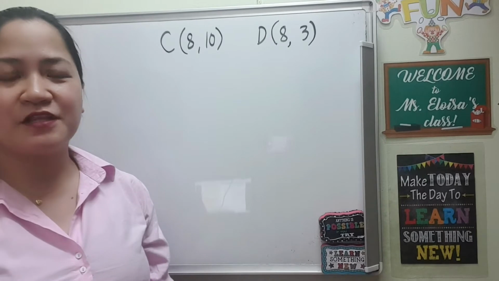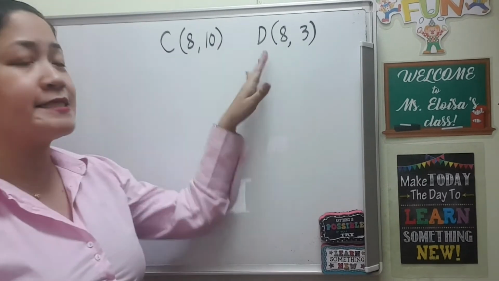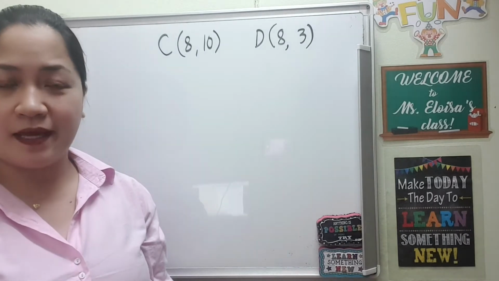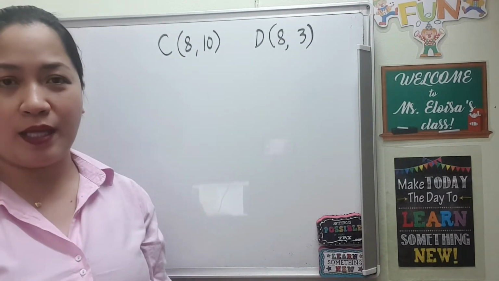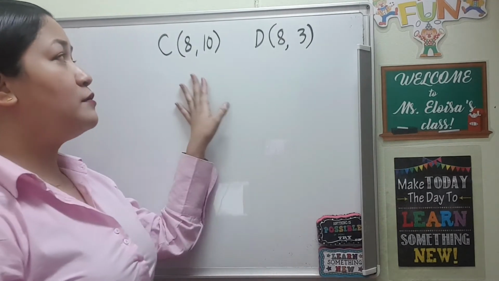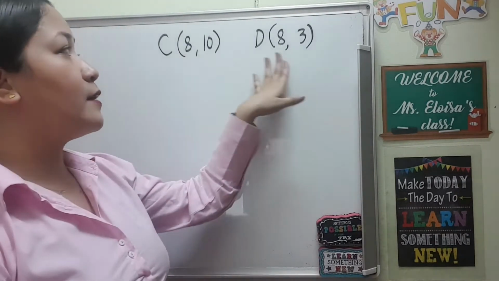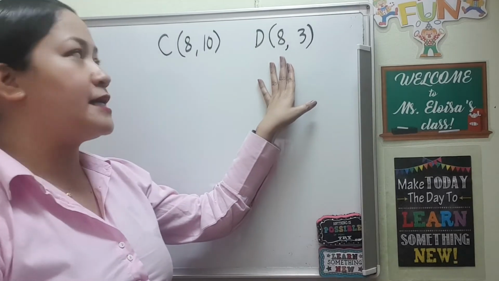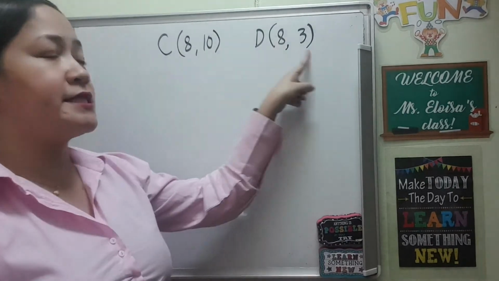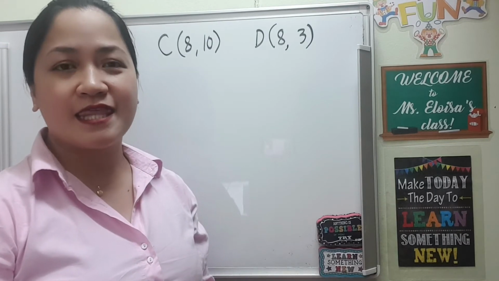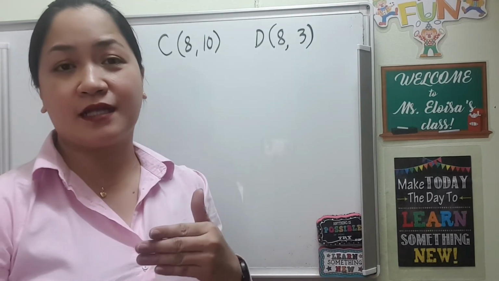Now let us have other points. We have points C and D. So they are also on the same quadrant, right? They are both on quadrant 1. Now, again, you have to look first at the coordinates that are the same. So here, the x coordinates are the same. That means we will be using the y coordinates as their distances from 0. And then we are going to add or subtract them.